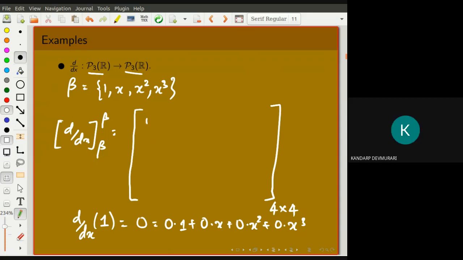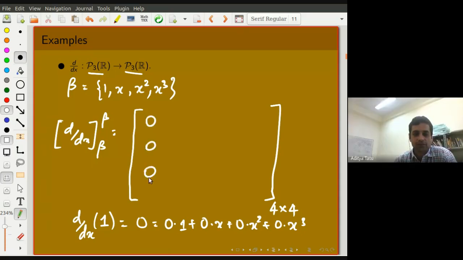All zeros. Second column vector, d by dx of the second basis, which is x. What is the derivative of x? 1. The constant polynomial with constant 1.